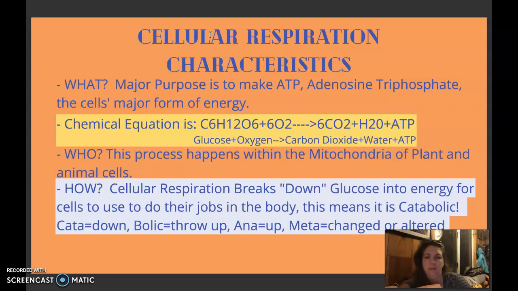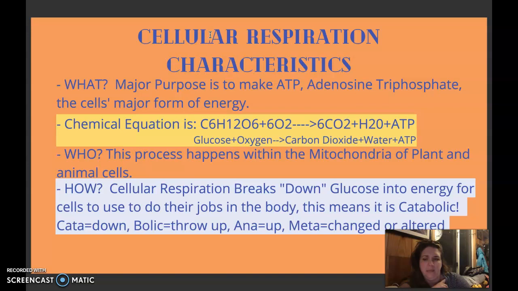This happens within plant and animal cells in their mitochondria. How does it happen? The process breaks down glucose into energy for cells to use to do their jobs within the body. This means that it is catabolic.